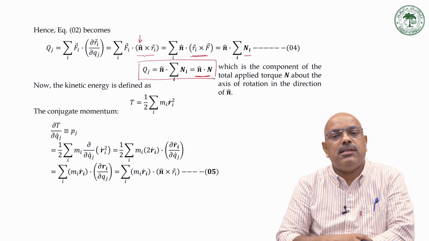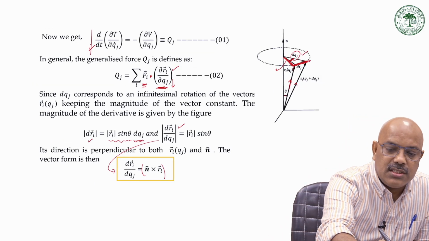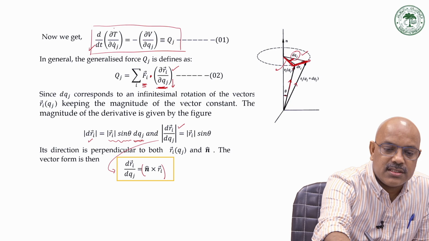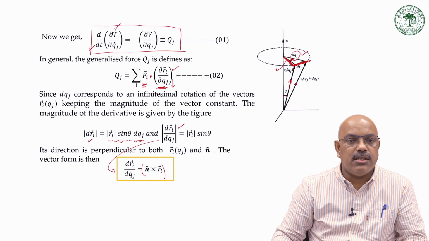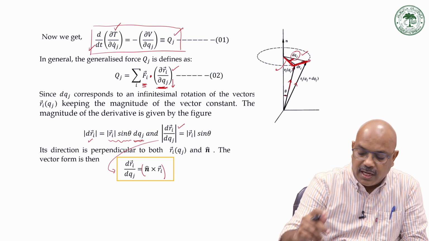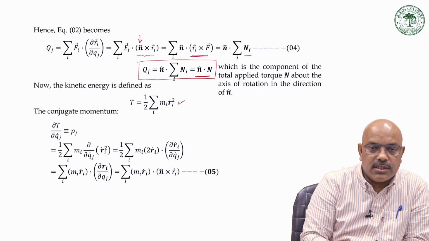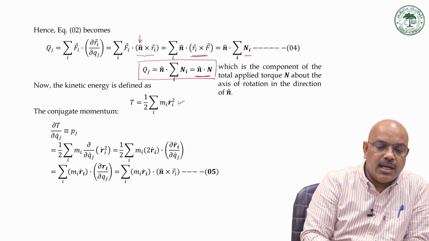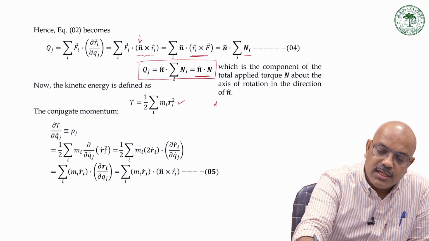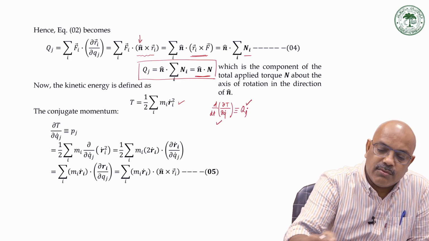Now let us define the kinetic energy, because what I have is the relation. I have to find delta T by delta Qj dot and take the time derivative and equate it to the generalized force we have found. So the kinetic energy is half mi ri dot squared, because this is velocity squared. If you remember, we have d dt of delta T by delta Qj dot, and this is equal to my Qj. So this we have figured out, and then we have to find what this thing is.